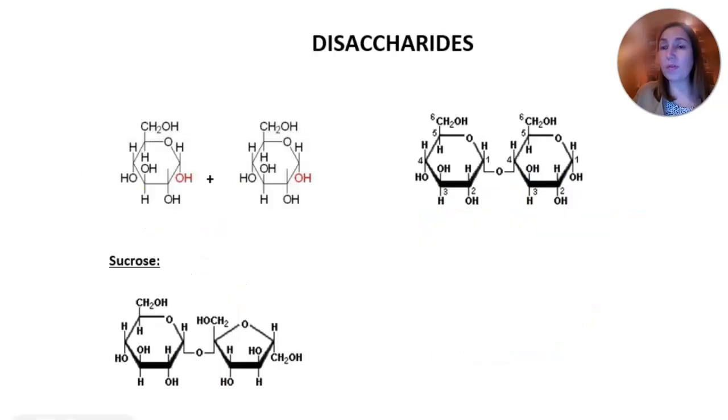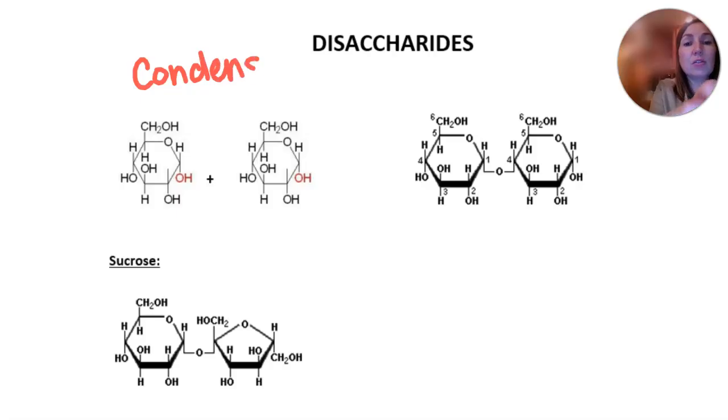Okay, so I promised we were going to focus on disaccharides first. Just like they sound, the di is for 2 and the saccharide is for sugar. So these are dimers, essentially, of sugars. So let's look at how they're formed. They are formed by condensation reactions. So they're formed by the condensation of monosaccharides.